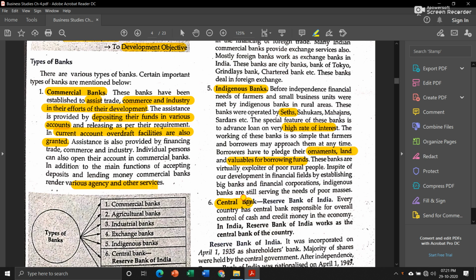Then sixth is the central bank. In India, Reserve Bank of India is known as our central bank. Now every country has a central bank responsible for overall control of cash and credit money in the country. Now in India, Reserve Bank of India controls the cash flow or the credit, means the loans and all those loan rates and interest rates are handled by Reserve Bank of India.